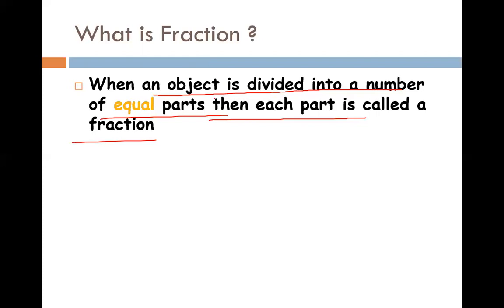When an object is divided, when you share a whole thing in equal parts, then each part is called a fraction. So let's understand the fraction concept on a paper.